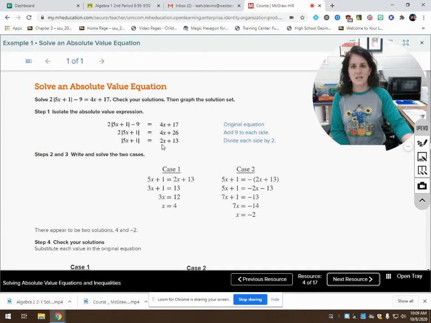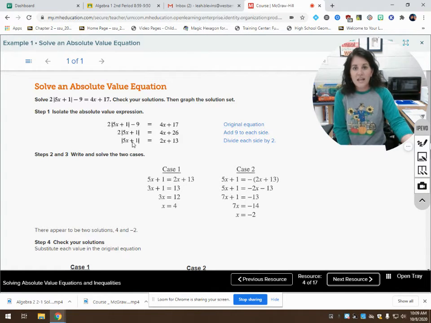Now we can begin really solving this problem. We have the absolute value of 5x plus 1 is equal to 2x plus 13. So we're going to make our two cases, where all of this inside of here could have been exactly 2x plus 13. It's a positive.